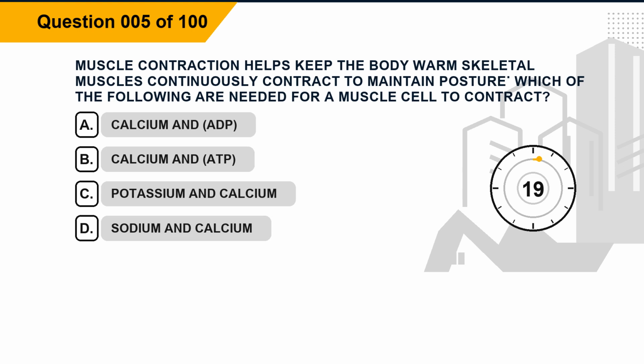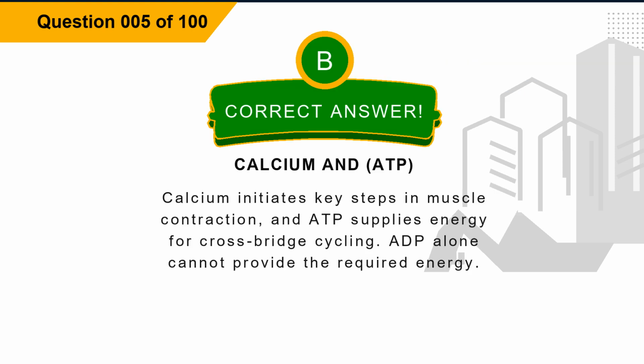Question 5. Muscle contraction helps keep the body warm. Skeletal muscles continuously contract to maintain posture. Which of the following are needed for a muscle cell to contract? Option A. Calcium and ADP. Option B. Calcium and ADP. Option C. Potassium and calcium. Option D. Sodium and calcium. The correct answer is option B. Calcium and ADP. Explanation. Calcium initiates key steps in muscle contraction, and ADP supplies energy for cross-bridge cycling. ADP alone cannot provide the required energy.